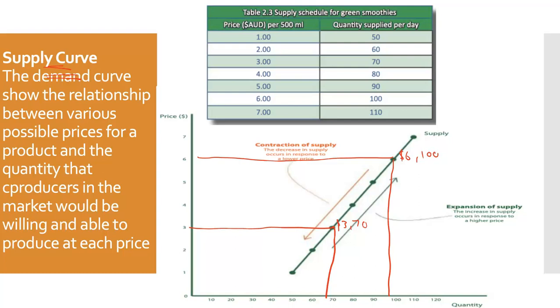Now we start to use some terminology. If price goes up, we are going to have an expansion of supply. The increase in supply occurs in response to higher prices. As we've gone from 3 to 6, we have an expansion of supply. If the price went down from 6 to 3, we will have a contraction of supply. So increase in price equals expansion, decrease in price equals contraction. So some terminology to use to ramp up your written responses.